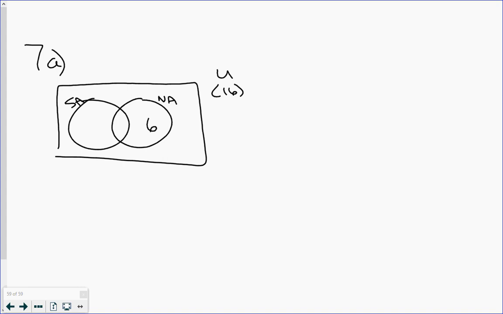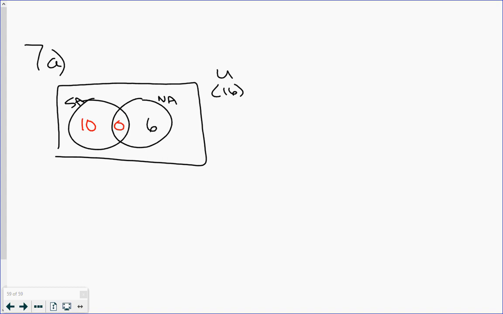Okay, so this question was kind of weird. Is it possible for somebody to be from Southern Alberta and Northern Alberta? Like, is it possible to be from both places? No. So what you had to realize here was that the overlap had to be 0, which means that 10 people are going to be from Southern Alberta.